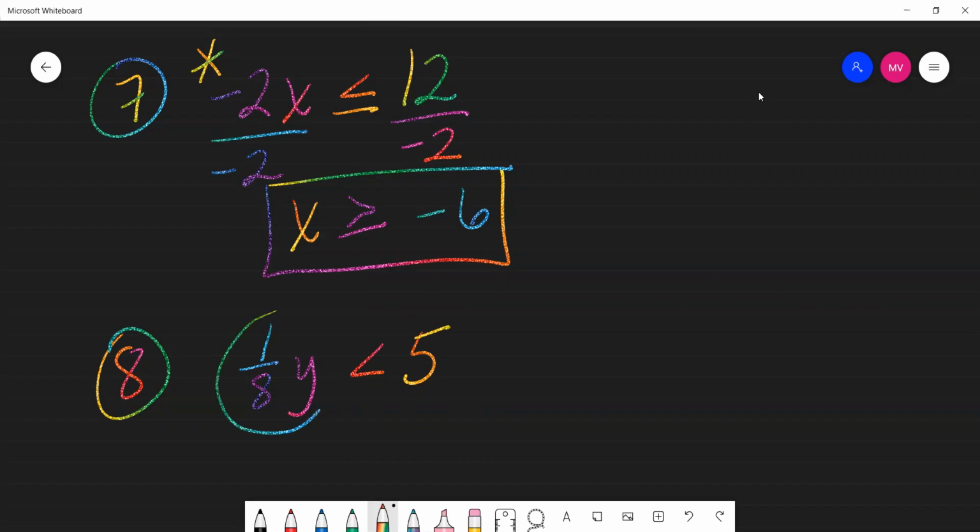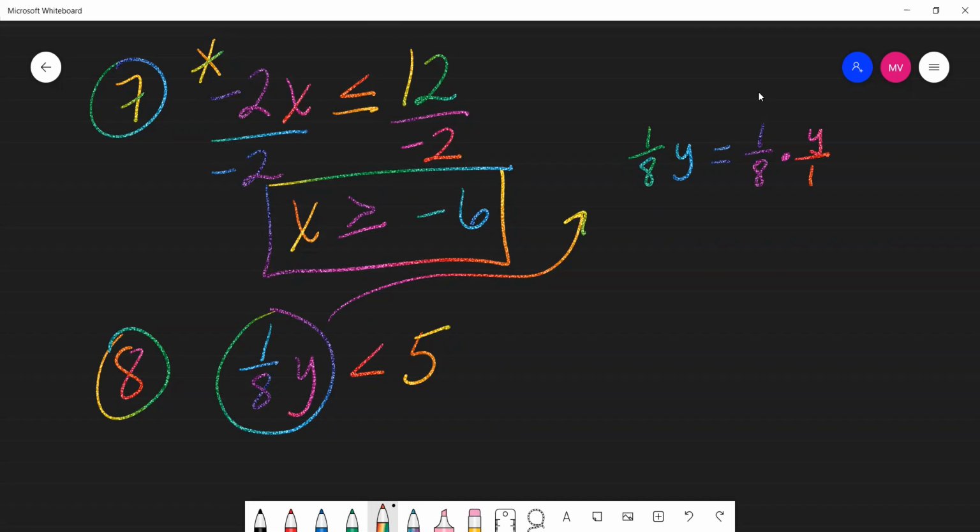Do you know how we would rewrite this? How I would rewrite it? Yeah, it's currently y being multiplied by 1/8. But you know, this is the same. Let me show y'all something. If I have 1/8 times y, that's the same thing as 1/8 times y over 1.